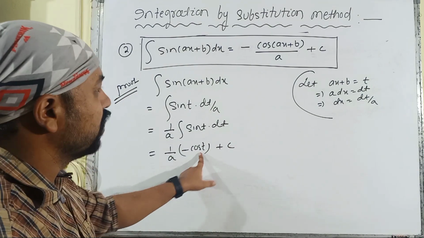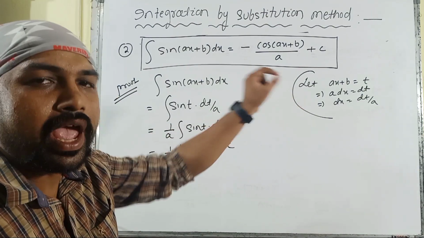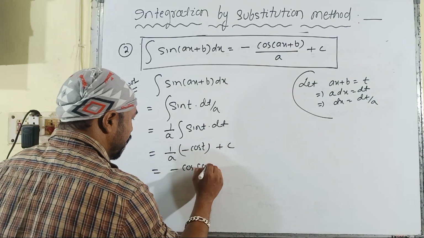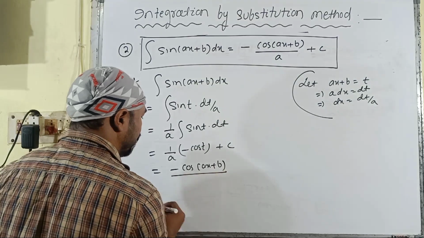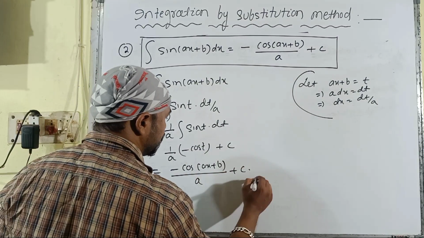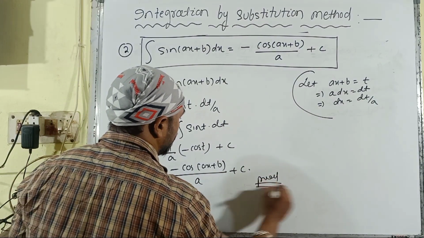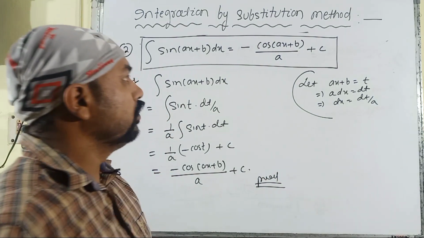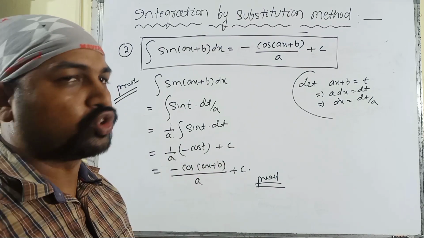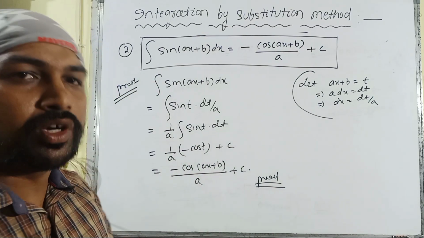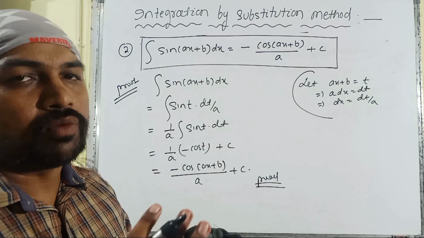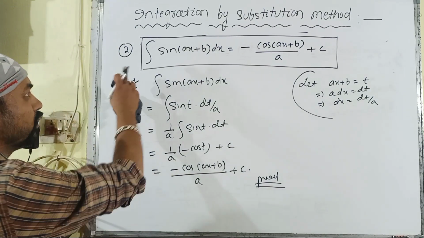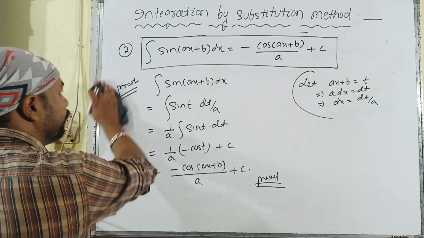and then we have to again put the value of t here, and that is ax + b. So it will be minus cos(ax + b) divided by a plus any constant c, and here is the proof of theorem number 2. Then we have to go through some notes based upon theorem number 2, and then we can go through some of the problems. So let us go through an example based upon theorem number 2.